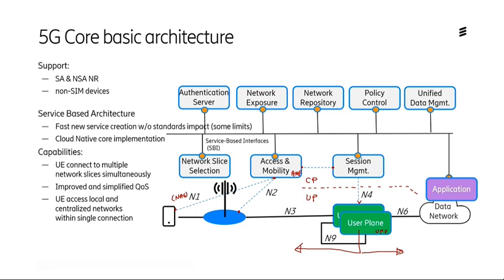Unified data management is really like the HSS, the home subscriber server, where we have the 5G subscriptions. Policy and charging rules are in the policy control function, and we have network exposure functions here which expose the APIs so that outside developers can view those APIs and write applications around them. And then, acting like the AAA authentication, we have the authentication server as well.